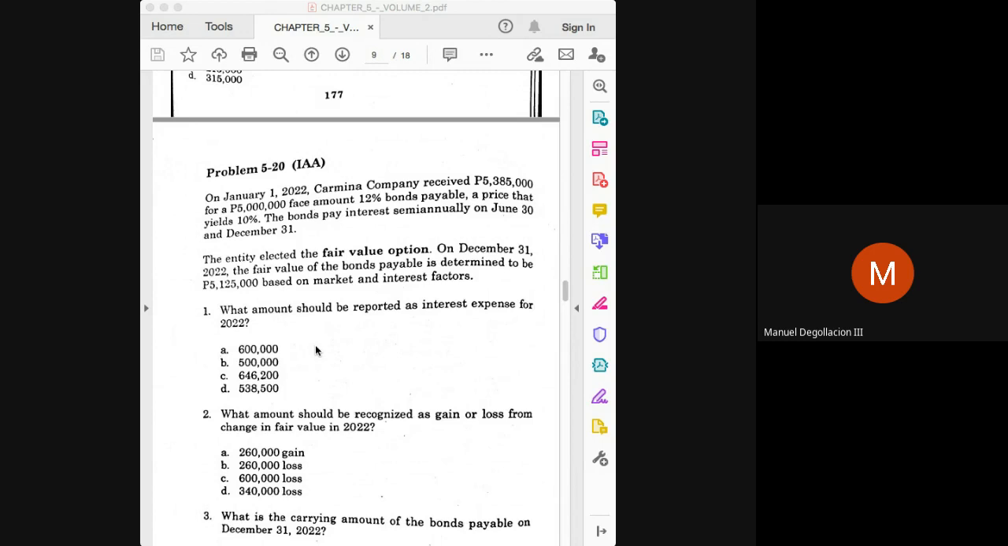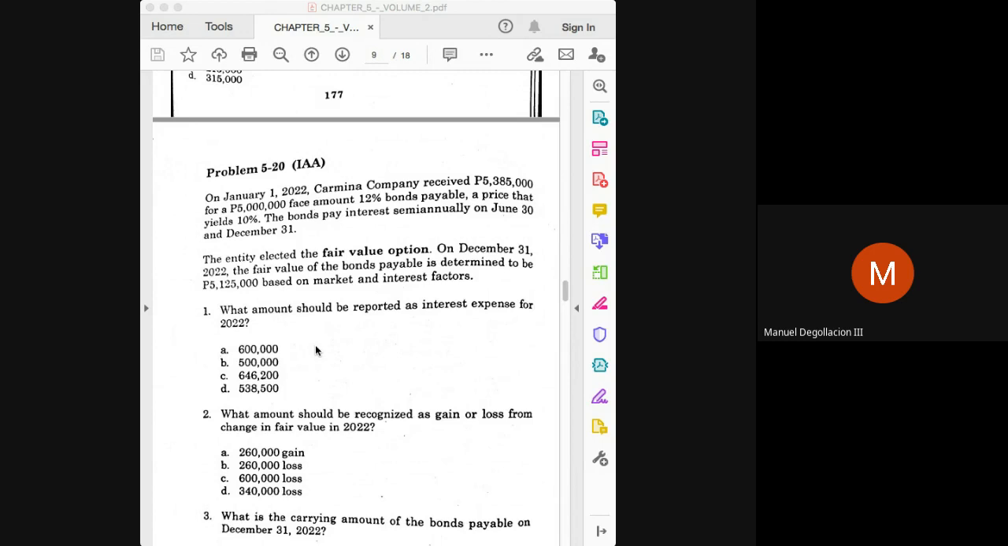If we're using the fair value option, the interest expense would simply be the amount of interest that is paid on the bond based on the stated rate. How much is the stated rate? The rate that is stated in the bond, 12%. You multiply the 12% with a face value of 5 million, you will get 600,000, and that will already be your answer. A very important distinction: interest expense under the effective interest method will be based on the yield rate, but under the fair value option, it will be simply based on the stated rate. What amount should be recognized as a gain or loss from change in fair value in 2022?